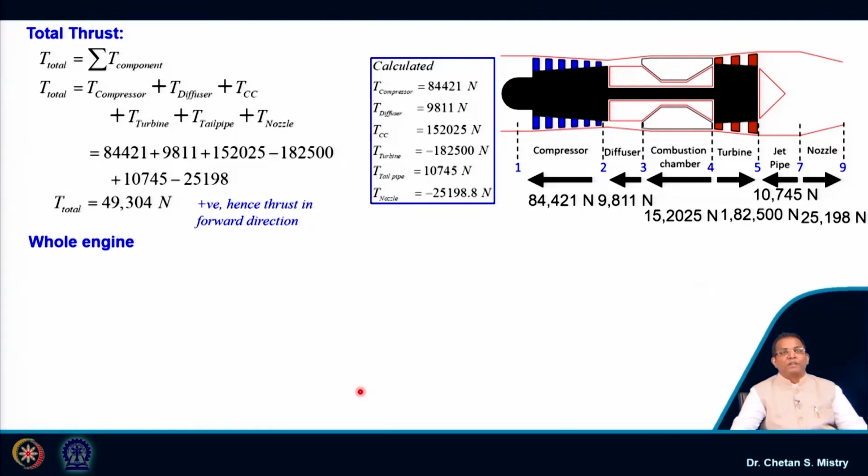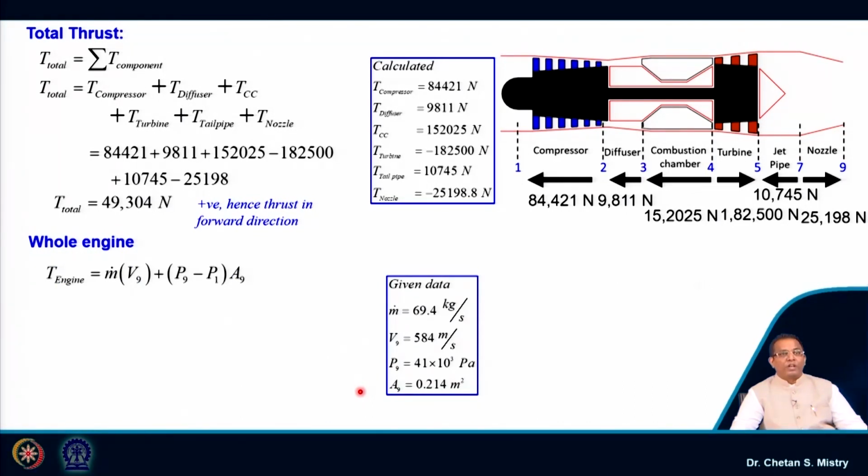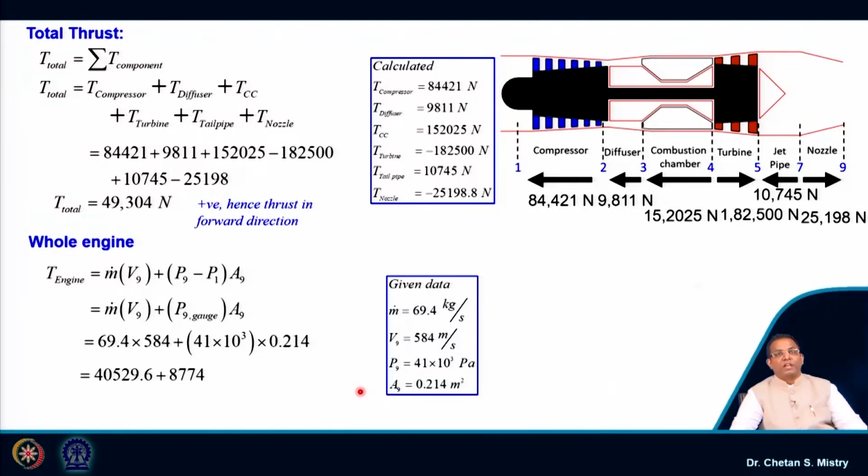Now, from our basic fundamental equation, let us put the equation in terms of thrust calculation. It is given by m dot into (V9 minus V infinity), plus (P9 minus P1) into A9, that is my exit area. If I calculate this, my thrust value comes out exactly the same as what we have discussed.